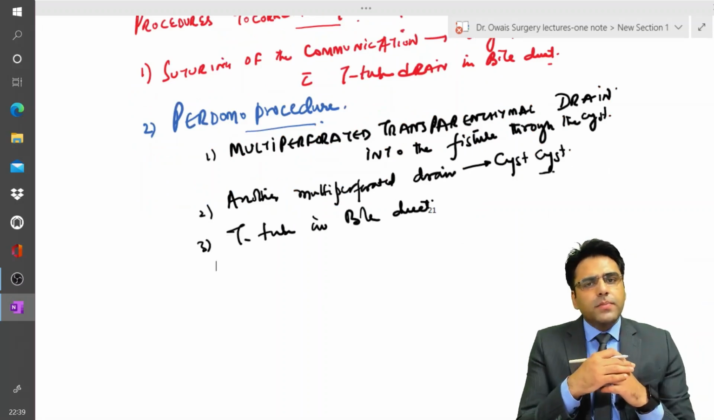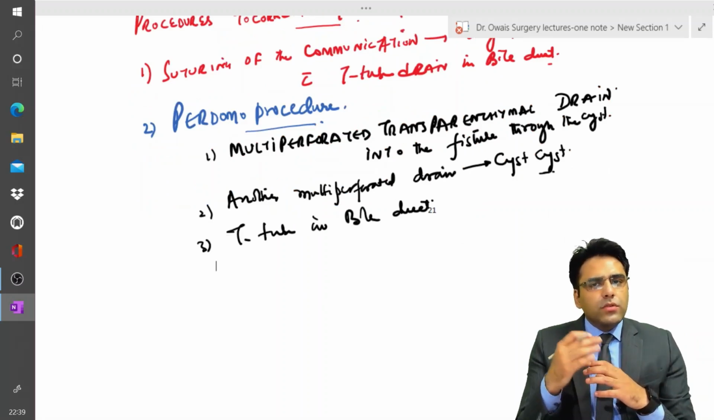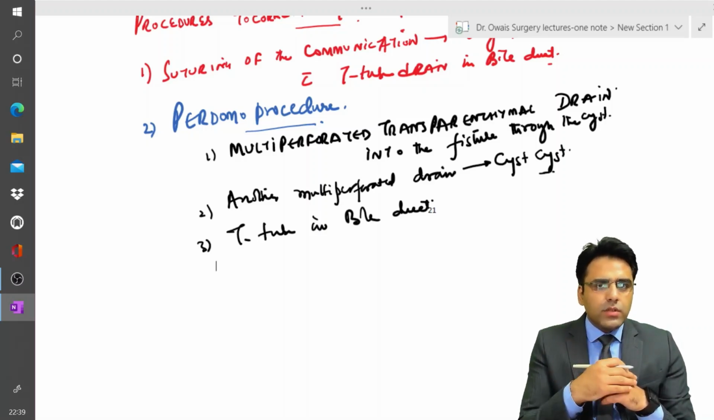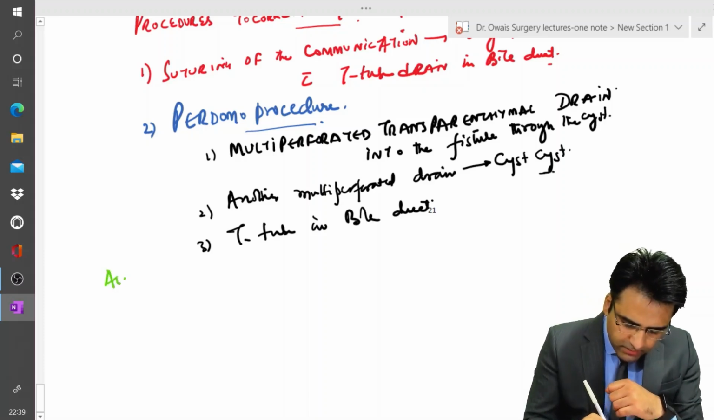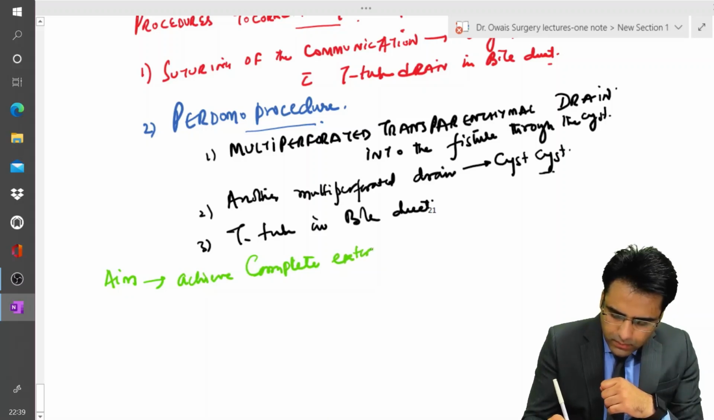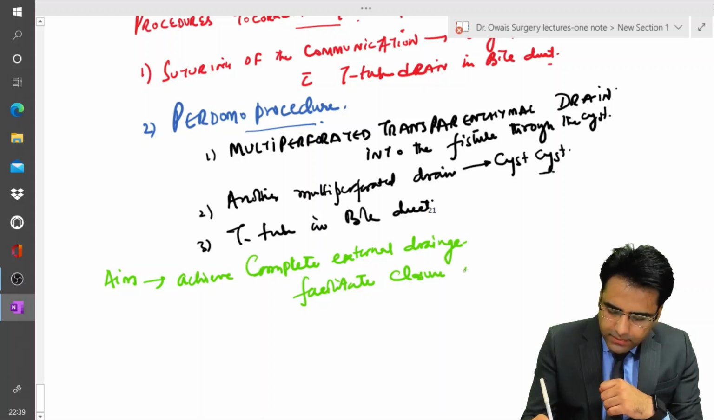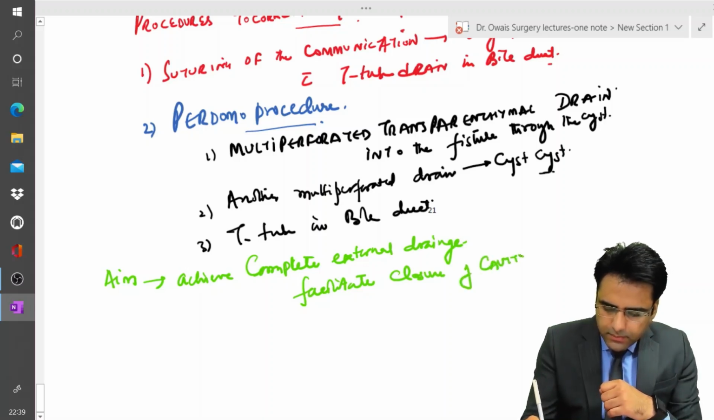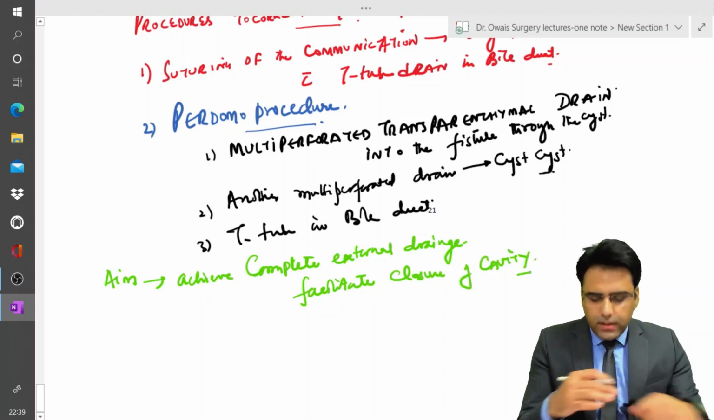What is the aim of this Perdomo procedure? The aim is to achieve complete external drainage so as to facilitate the complete closure of the cavity. Clear?